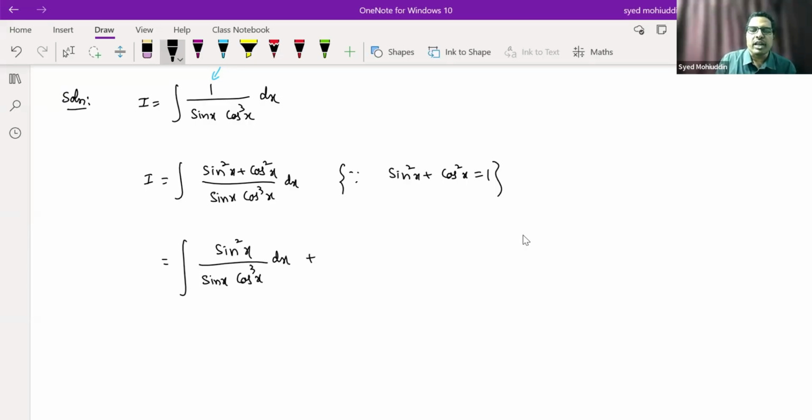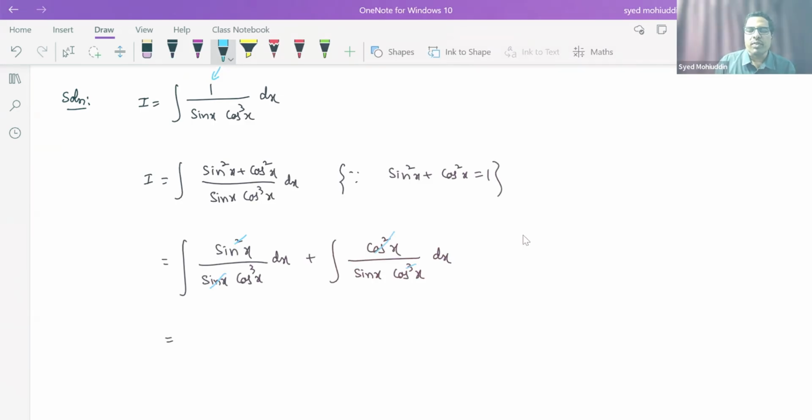Separated the integral, plus again separated for the second one, that is cos square of x divided by sine of x into cos cube of x into dx is equals to, now you can just cancel out one sine. Out of this sine square one sine will get cancelled. Here cos square will cancel out with cos cube, one cos will be left out there, right?